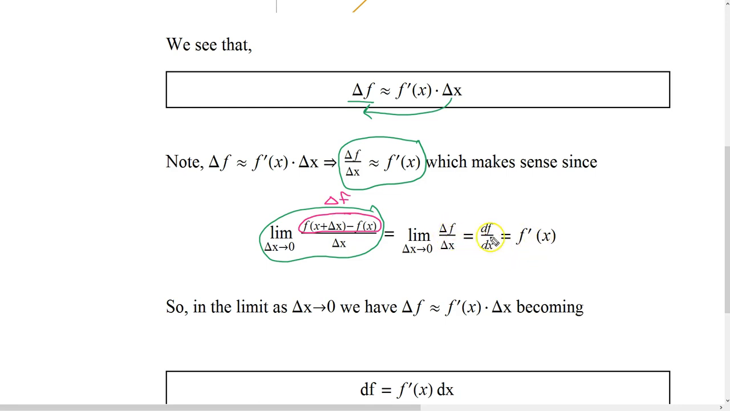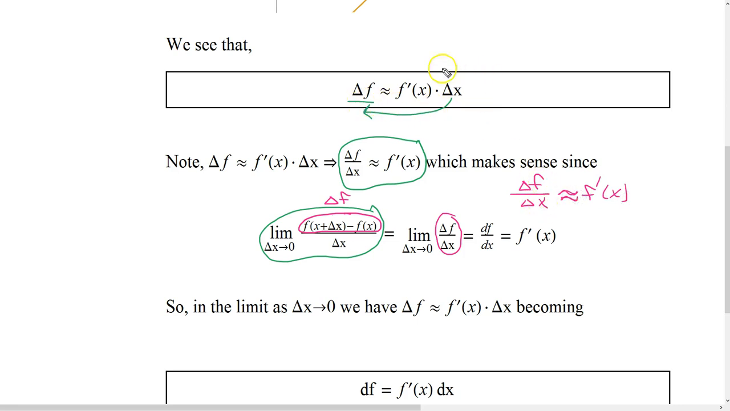So you see what we're saying here is that because of this limit definition, this quantity right here is approaching f prime of x as delta x approaches 0. So this is getting closer and closer to f prime. So that means that delta f over delta x is approximately f prime of x.